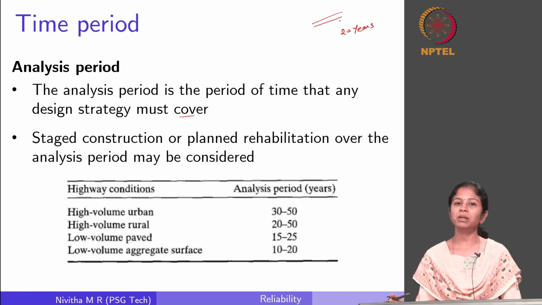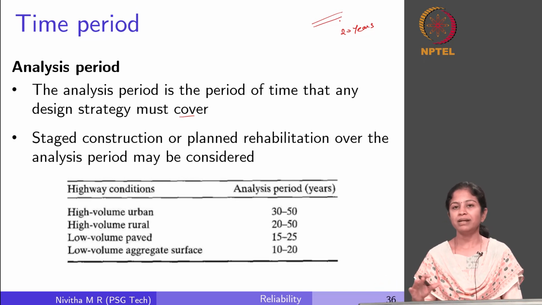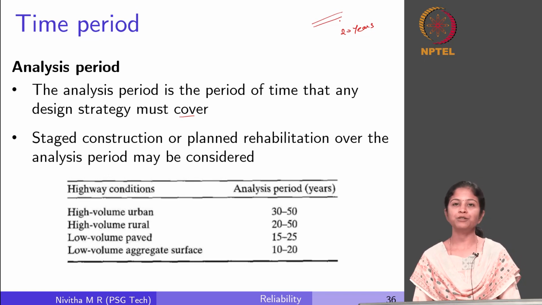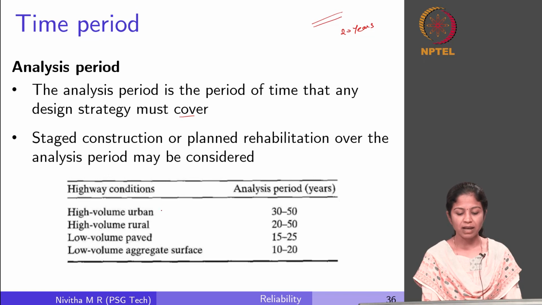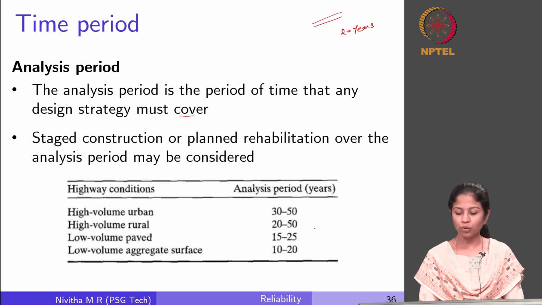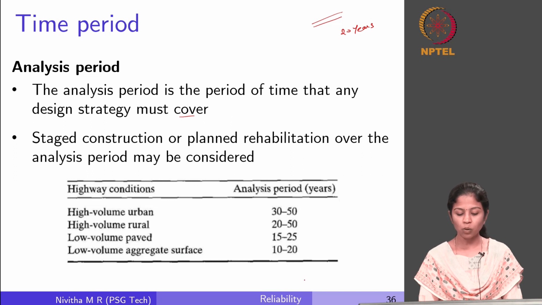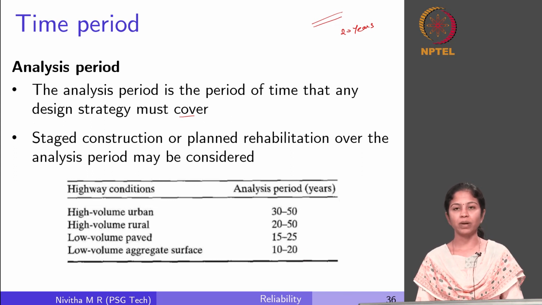I can do multiple things over the analysis period, right. So basically it is a time period for which I am interested in monitoring and maintaining the pavement. So AASHTO defines a range for analysis period. If it is a high volume urban road, it could be between 30 and 50 years, high volume rural road 20 to 50 years, low volume paved road maybe 10 to 20, 15 to 25, and low volume if it is an aggregate surface 10 to 20 years.